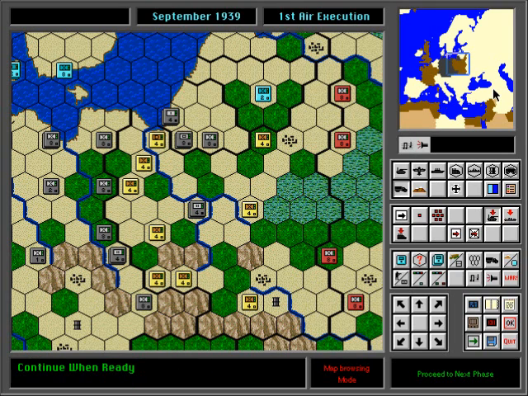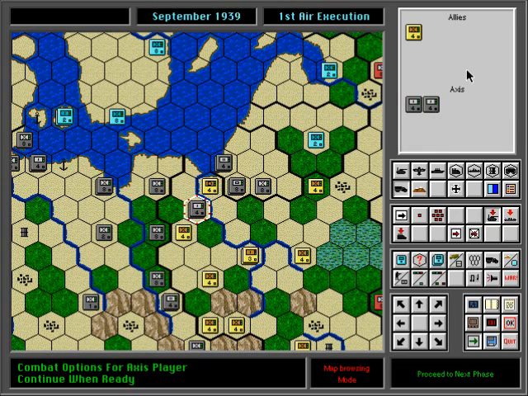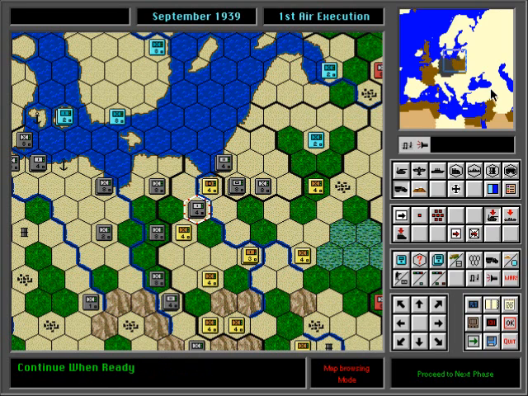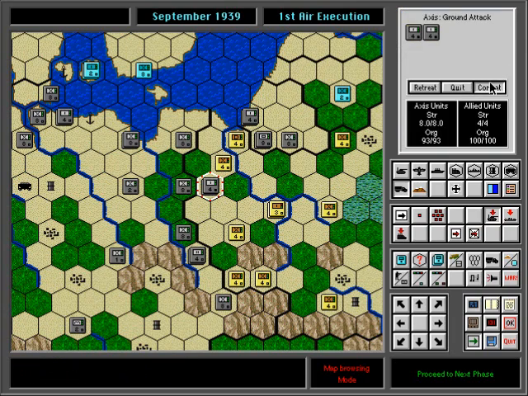Now our other bomber unit's going to attack. And you can tell that Warsaw now has 10 organization left. We also destroyed some Polish aircraft. The city will be a walkover when our infantry moves in. So now we'll repeat with the other Polish units.